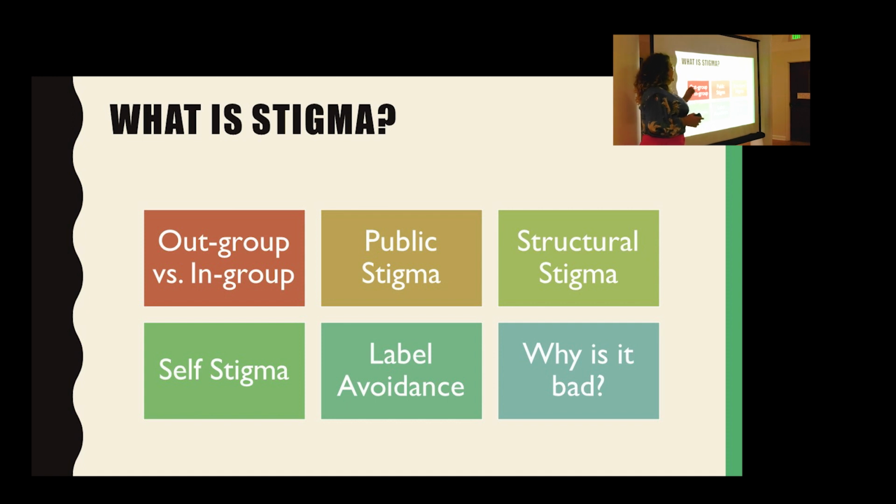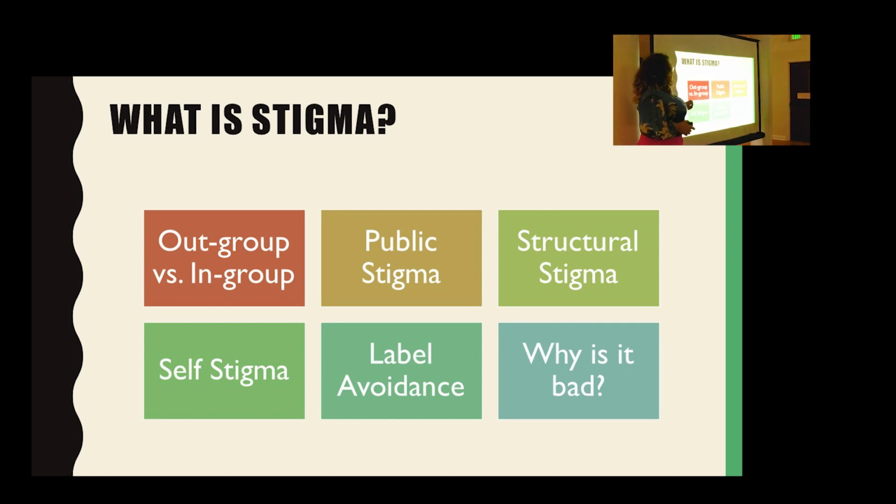Stigma can be put towards many different types of out-groups, but today I'm going to be specifically talking about stigma towards individuals with psychiatric disorders. There are four main types of stigma that affect individuals with psychiatric disorders, and those are public stigma, structural stigma, self-stigma, and label avoidance.